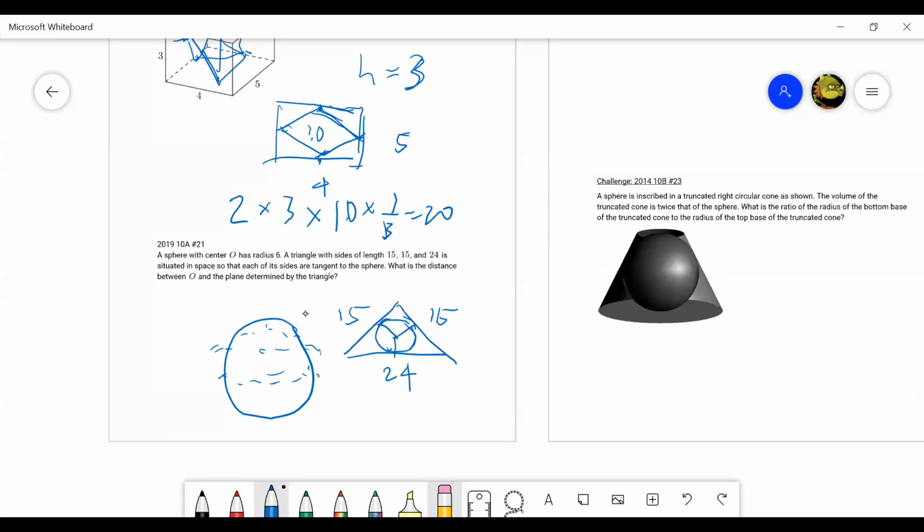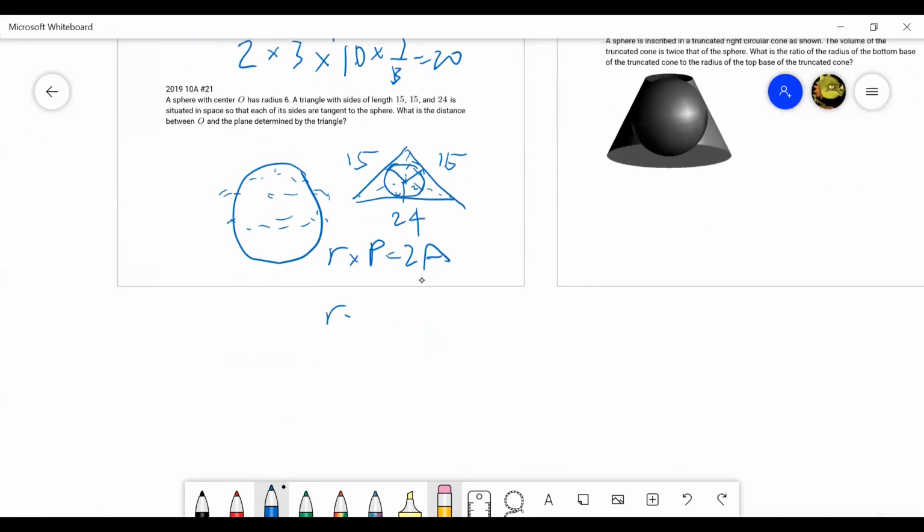If we draw this like so, we know the radius of the incircle times the perimeter is equal to twice the area, or the inradius is equal to 2 times the area over the perimeter. And this was from the triangles topic that I talked about in the last couple of weeks.